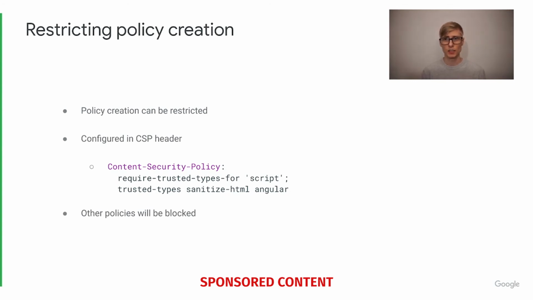In the example on the slide, only the two policies named Sanitize HTML and Angular are allowed. Trying to create a policy with any other name or using the same name more than once will result in a Trusted Types violation. Restricting policy creation gives you even stronger guarantees about the security of your application, and is especially useful in enterprise-scale applications where you may not want developers to create arbitrary Trusted Types policies.